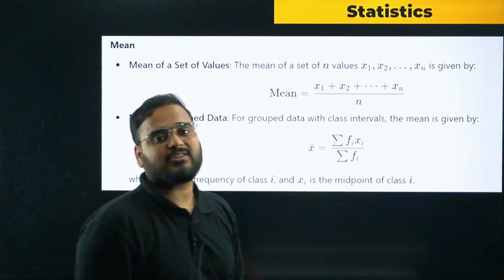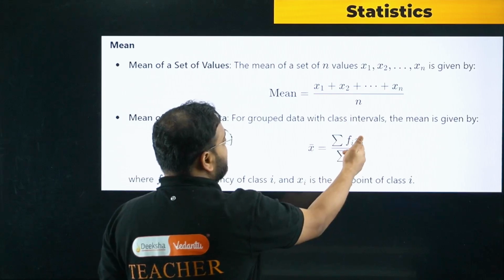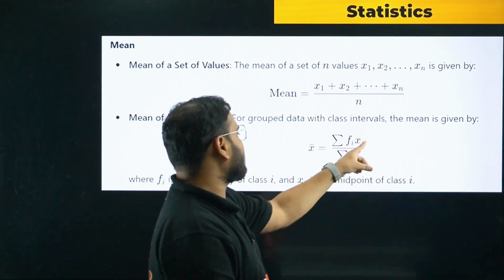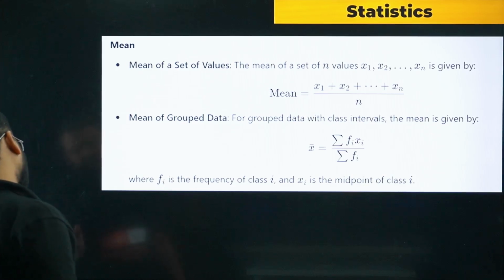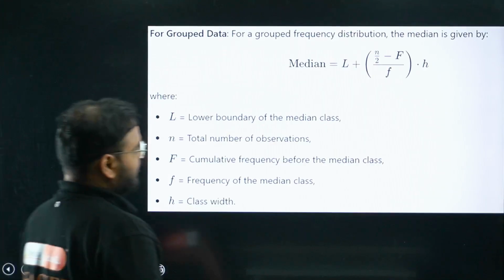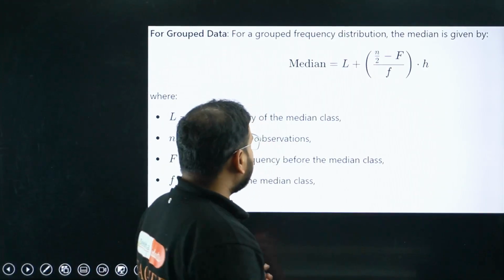But over here, bacha, what is going to be there? You have to multiply the frequency of each class mark. Each class mark will have a frequency, multiply that, and then take the sum of it, divide by all the frequencies to get the mean value. You don't know the mean with x bar. Okay.